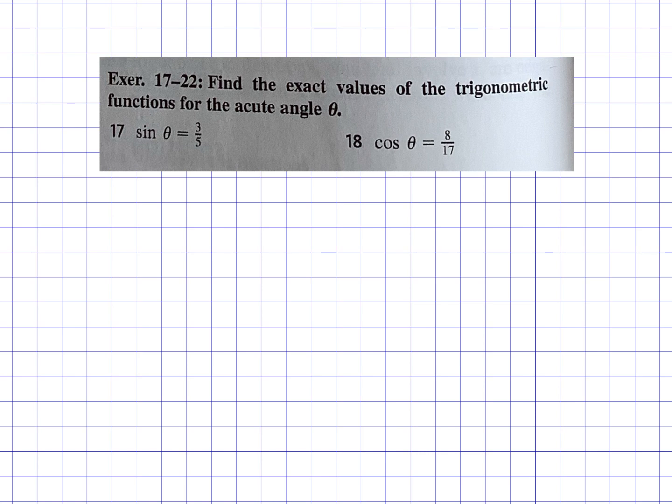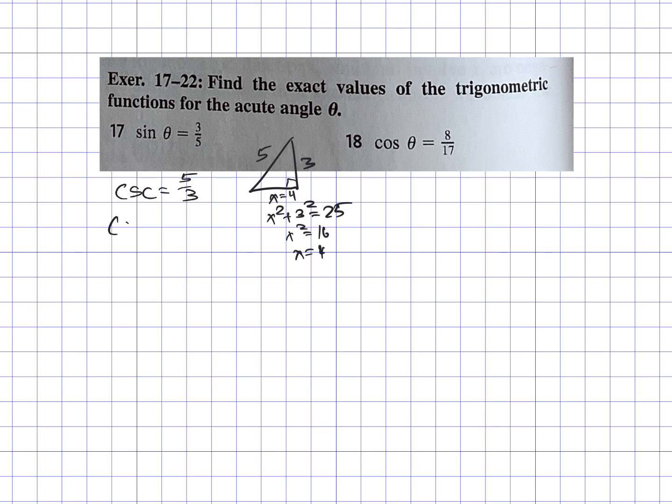Find the exact values of the trigonometric functions for the acute angle theta. Okay, so we've got to find everything else. So if sine of theta is 3/5, then the cosecant is 5/3. All right, so how do we do this? Just draw a right triangle. Okay, and sine is opposite over hypotenuse. So we don't know x. Let's get x. X squared plus 3 squared equals 25. And so x squared is equal to 25 minus 9, which is 16. X is 4.